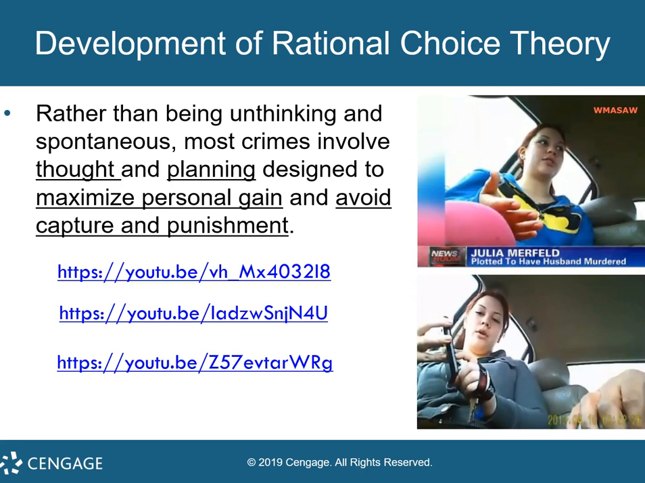So this case, why do I talk about it? Well, it does illustrate that the decision to commit crimes involves rational actions and planning and decision making. And in this case, designed to maximize profits and avoid detection. Rather than being unthinking and spontaneous, most crimes involve thought and planning that are designed to maximize the person's personal gain and, of course, avoid capture and punishment, because who really wants to get caught, right?